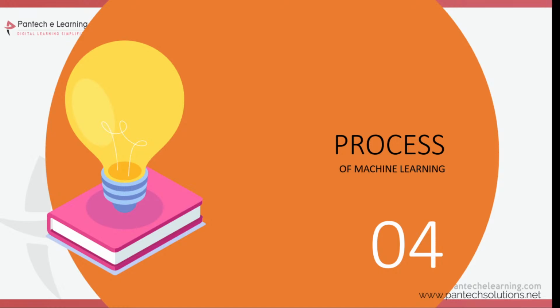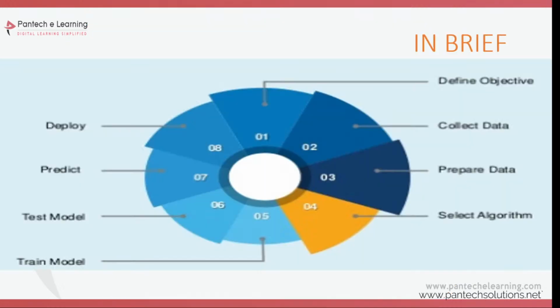Here comes the process of machine learning. So remember one thing, the process of machine learning will be the same for any machine learning problem statement. If you consider any machine learning problem statement, you can find what all the different processes we will be having. So what we will have? First we will define the objective, what the objective of the problem statement actually is.